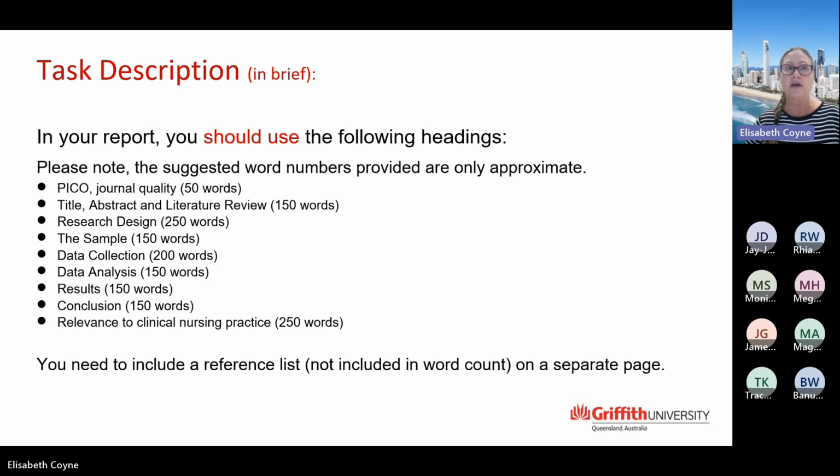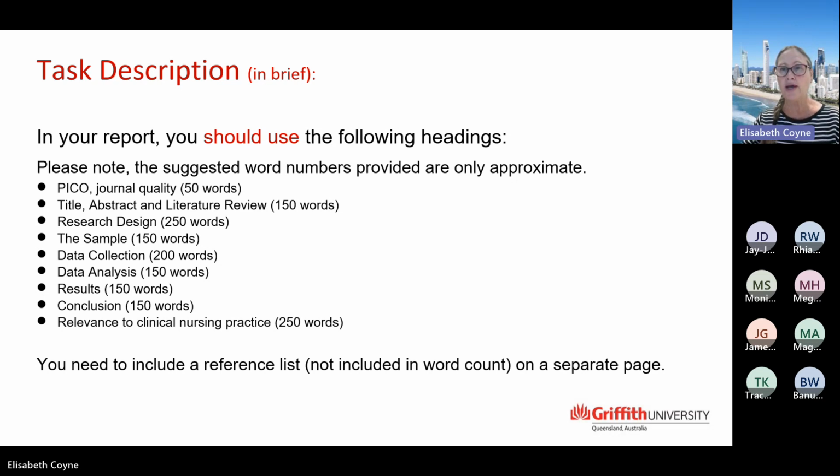You don't need to have PICO, journal quality, title, abstract, literature review. You could just have a section like, this is journal quality or PICO, and this is the literature review. This is the methodology. This is the sample. You could have headings along that line.